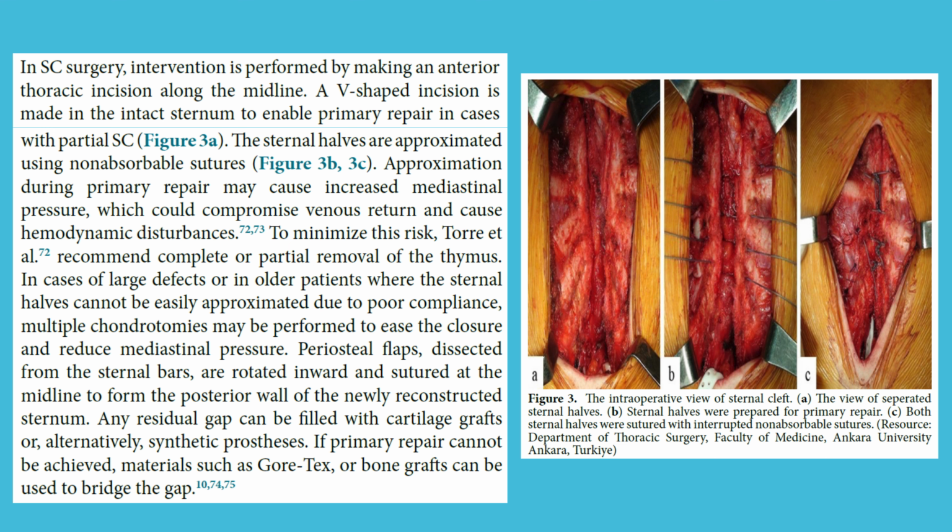In cases of large defects or in older patients where the sternal halves cannot be easily approximated due to poor compliance, multiple chondrotomies may be performed to ease the closure and reduce mediastinal pressure. Periosteal flaps, dissected from the sternal bars, are rotated inward and sutured at the midline to form the posterior wall of the newly reconstructed sternum. Any residual gap can be filled with cartilage grafts or, alternatively, synthetic prostheses. If primary repair cannot be achieved, materials such as Gore-Tex or bone grafts can be used to bridge the gap.